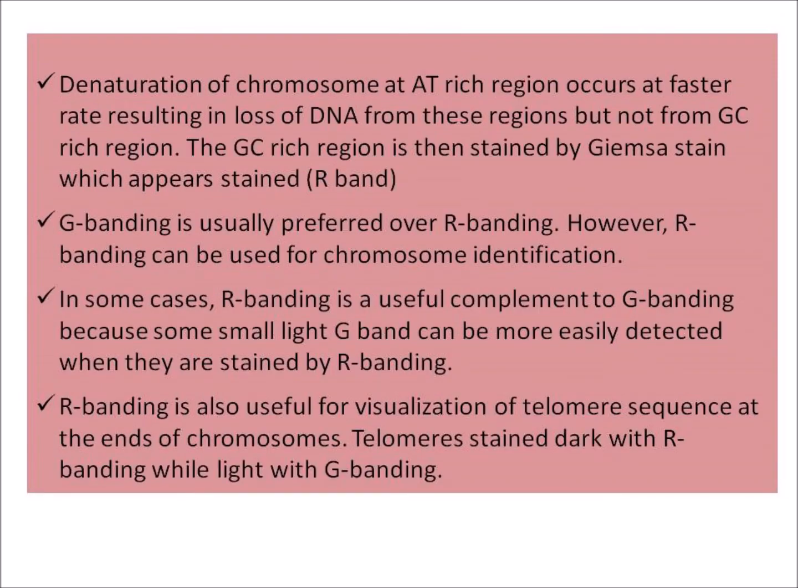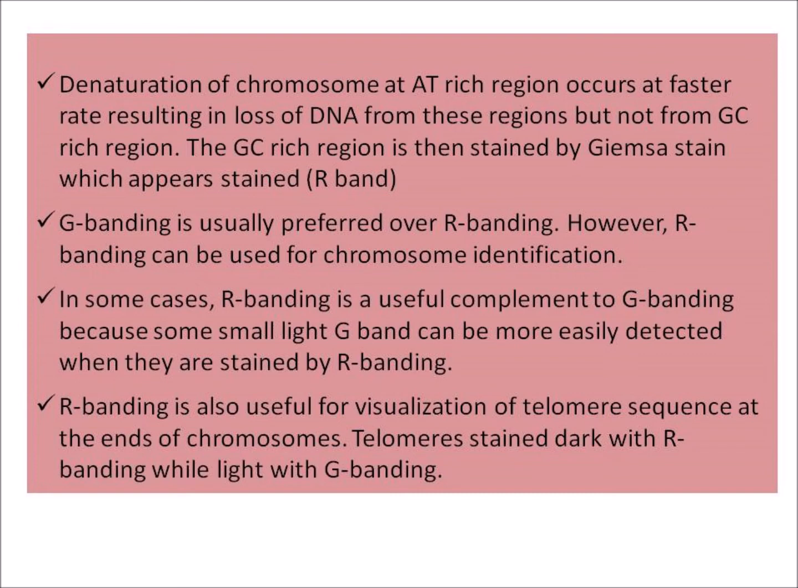Denaturation of chromosome at adenine-thymine rich regions occurs at a faster rate, resulting in loss of DNA from this region, but not from the guanine-cytosine rich region. The GC-rich region is then stained by Giemsa stain, which appears stained, that is R band.